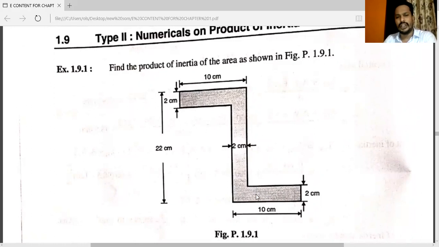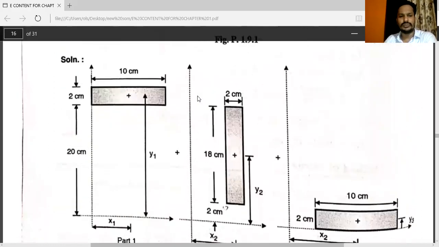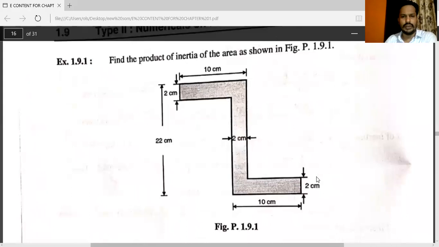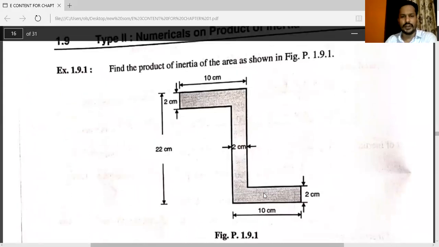Here you can consider three different areas to solve this problem. You can see this. This one is your x axis, this one is your y axis, horizontal axis and vertical axis. This one is also a vertical axis and horizontal axis. This one is a vertical axis and horizontal axis. And here we converted the given Z section into three different areas.